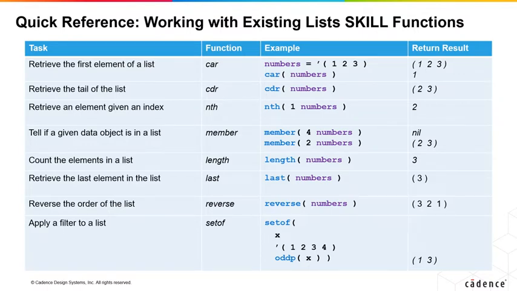Now it's a 0 index, indicating that the first position in the list is position 0, then 1, then 2. So at position 1 is actually stored the number 2. And that is what is returned from nth. There's also a function called nthelem, which has a 1 index scheme that you can use. So there's nth or nthelem.